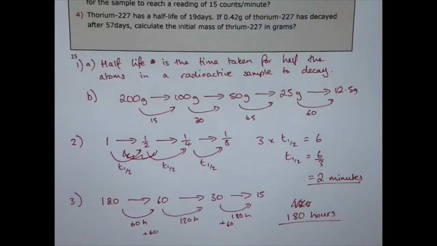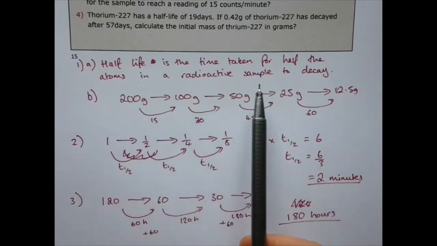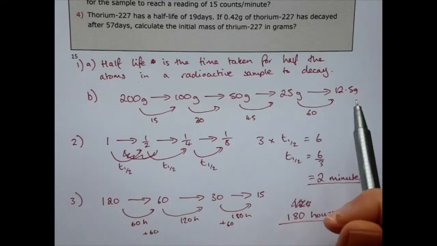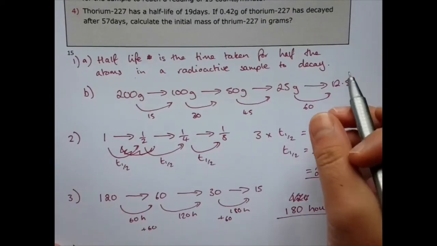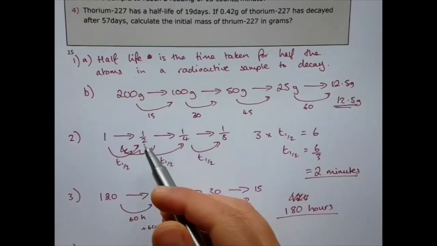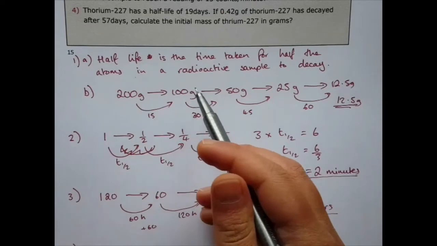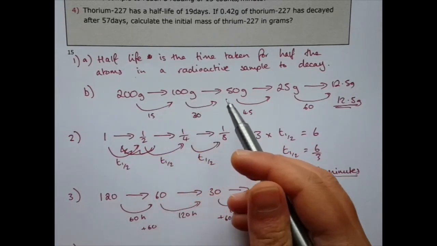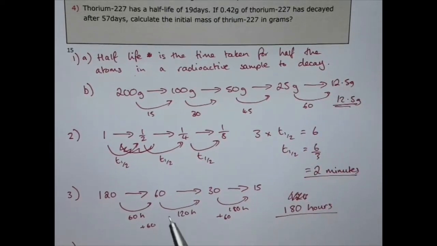Okay, so here are the answers to question 1 to 3. Question 1a, the half-life is the time taken for half the atoms in a radioactive sample to decay. Question 1b, the total mass left after 60 hours is going to be 12.5 grams. Okay, because we just take the starting mass, half it each time, and each time we half it, that's one half-life, so we're adding on 15 hours each time, and so after 60 hours our mass left is 12.5 grams.